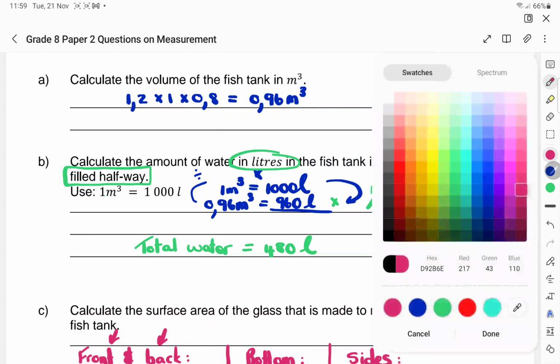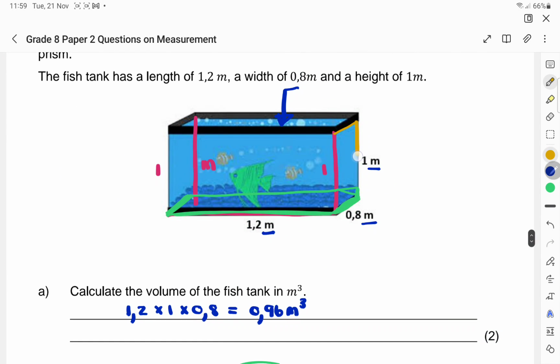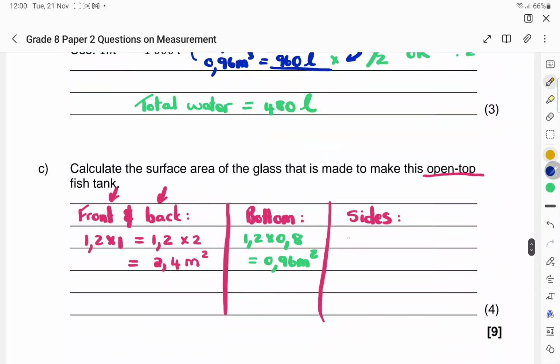And then the sides over here, there's your rectangle, which is 0.8 times 1. And then I have to times it by 2 because there's 2 sides. 0.8 times 1, which gives you 0.8. But because there's 2, we're going to times it by 2. And it gives me 1.6 meters squared.